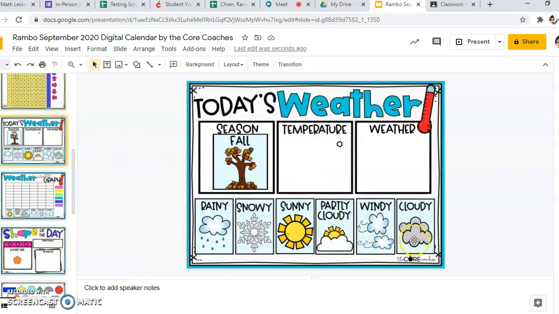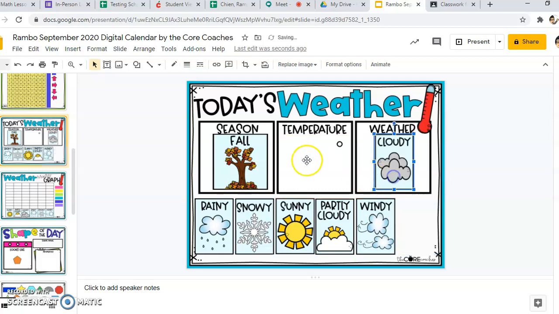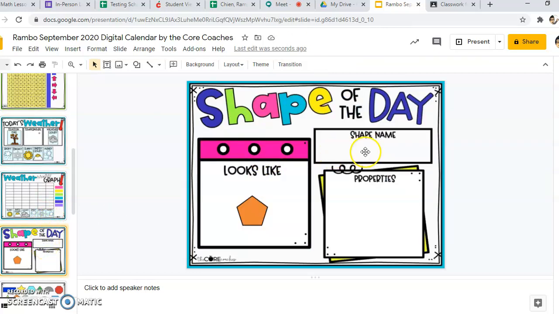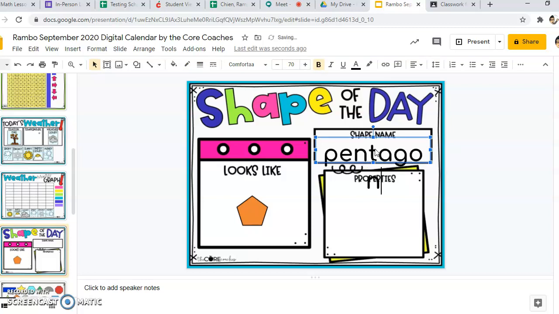Let's go to our weather. Today is cloudy. Now let's go to our shape of the day. What shape is this? This is called a pentagon.